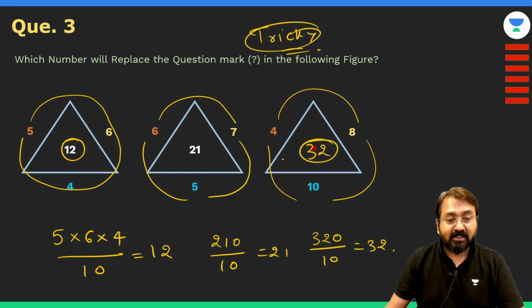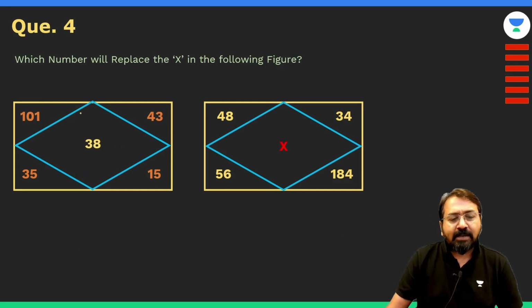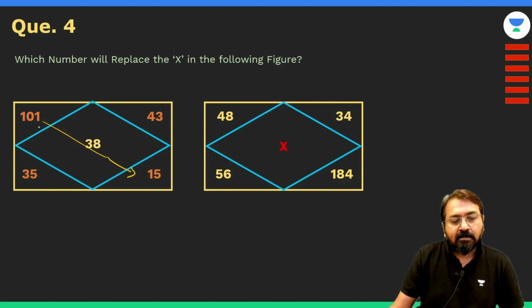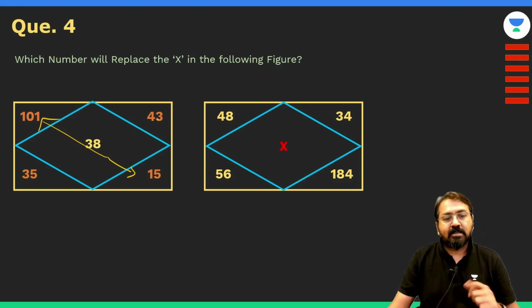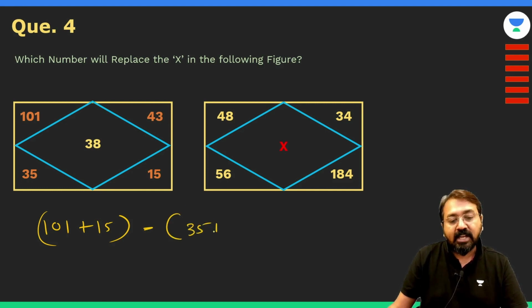So this was the pattern. It was slightly tricky, as I mentioned. Now this is a simple question. Most of the time when you come across such a pattern, it will mostly be diagonally opposite numbers. You add, subtract, multiply, something like that, right? So here we'll add the diagonally opposite numbers, that is 101 plus 15, and subtract the sum of the other diagonal pair, that is 35 and 43. So we will get the result as 38.